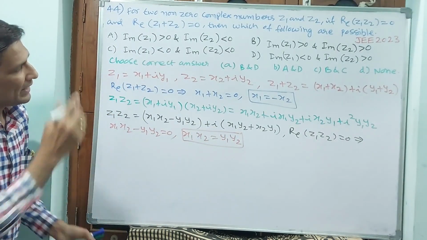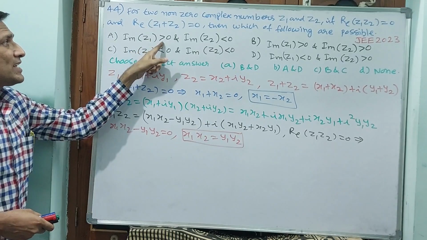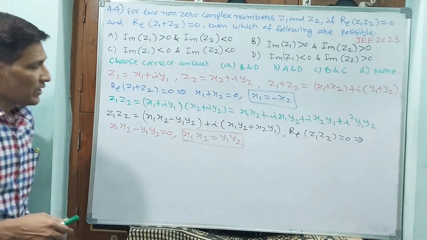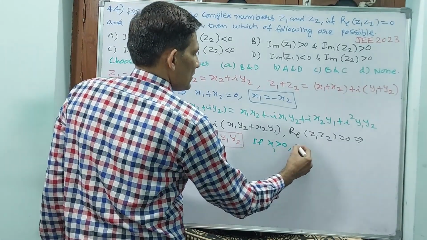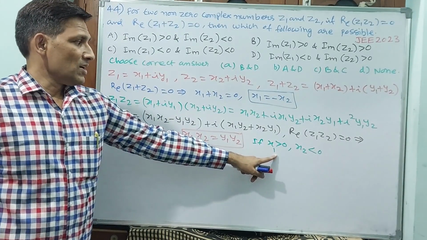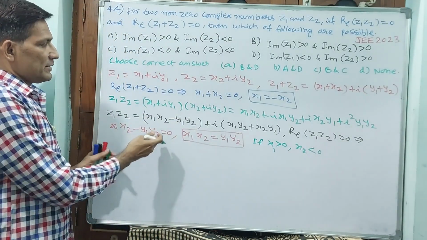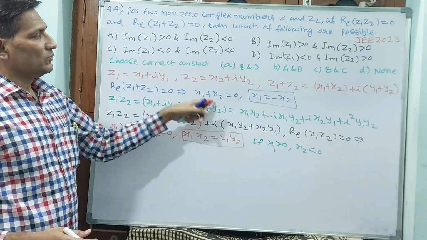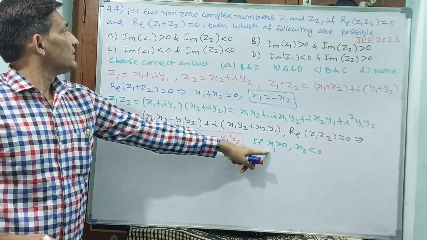Now stop and go back. The imaginary part of Z1 if greater than 0, then the imaginary part of Z2 is less than 0. Is it correct? Yes. Why? Because see here, if X1 is greater than 0, then X2 should be less than 0, since X2 should be minus. Or else if X2 is greater than 0, this should be lesser. Then automatically what will happen? X1 plus X2.